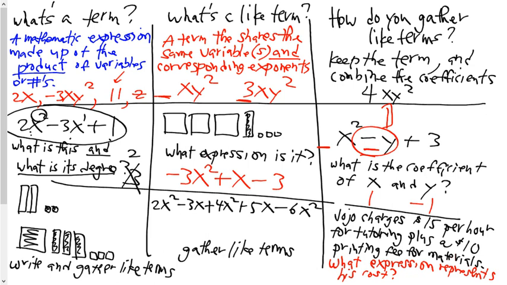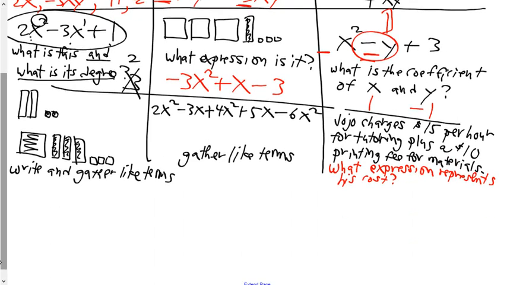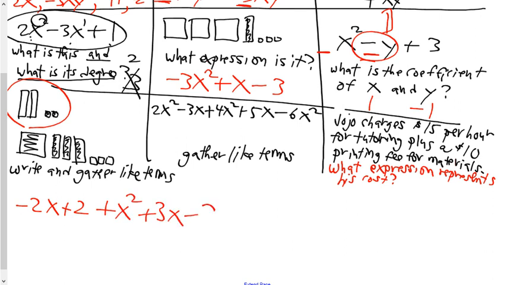Because subtracting a y and a negative y are the same value, mathematically speaking. Next question says, write and gather like terms. So the first one here is negative 2x plus 2. The second one is going to be a positive x squared, a positive 3x, and a minus 3. When I look at these two, technically I could put brackets around them like this and say those are the two polynomials.